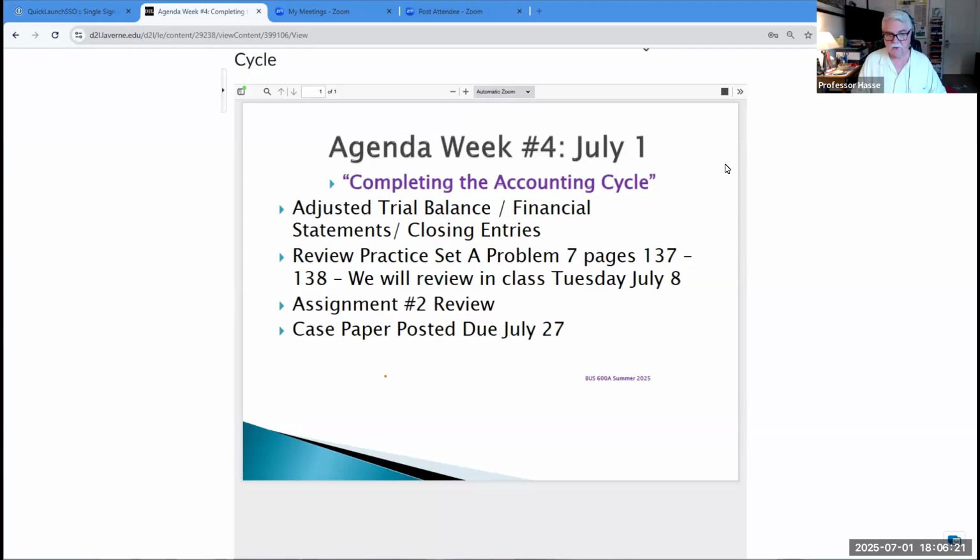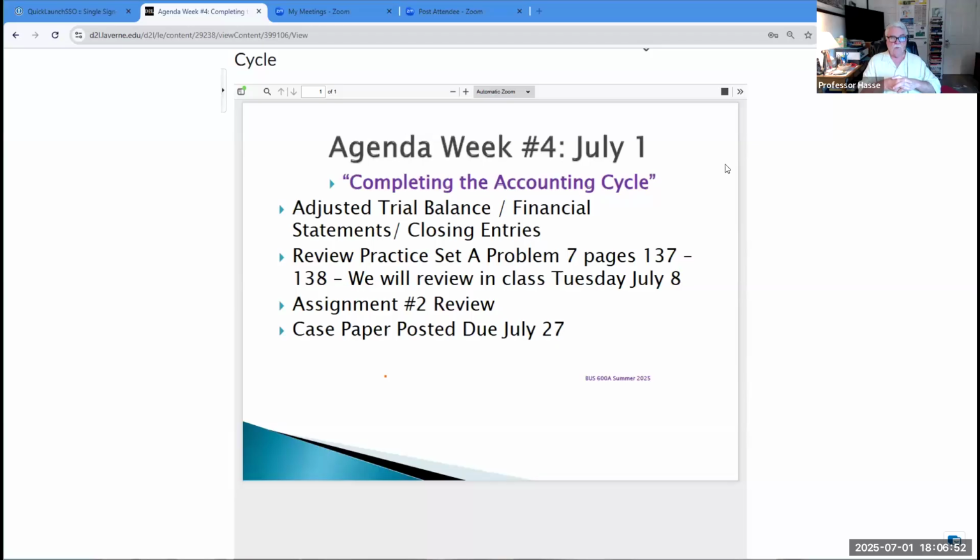We're going to talk about the closing process of the accounting cycle. I have posted a problem in the week 4 file folder, problem 3-7A from your textbook on pages 137 and 138. This will be a practice problem for you this coming week, and we will review this in class July 8th, next Tuesday.